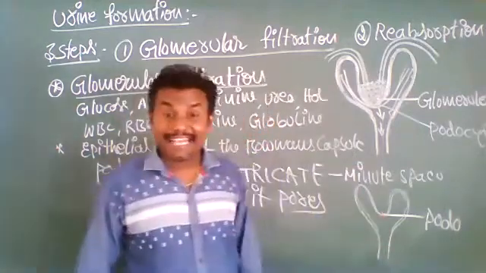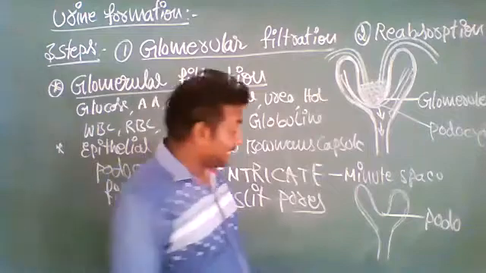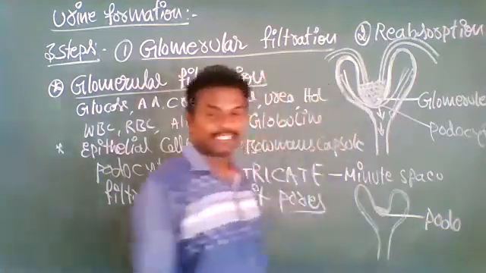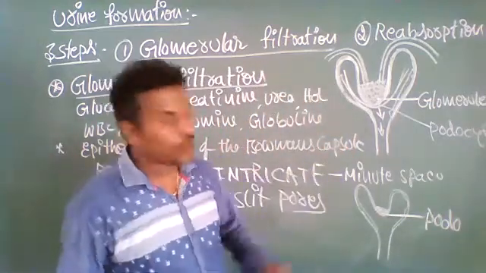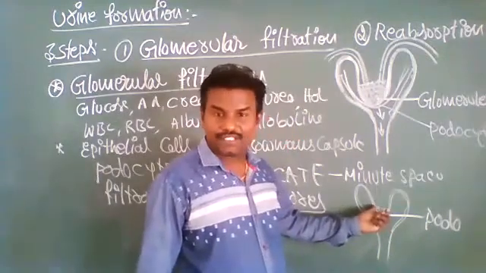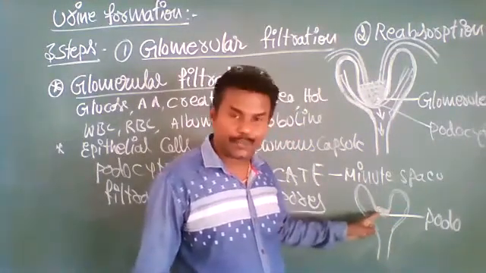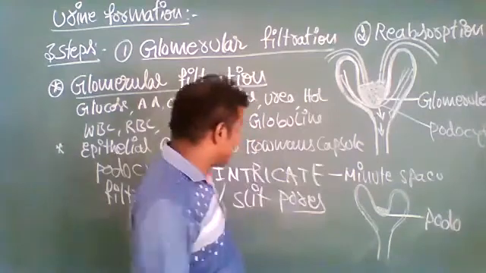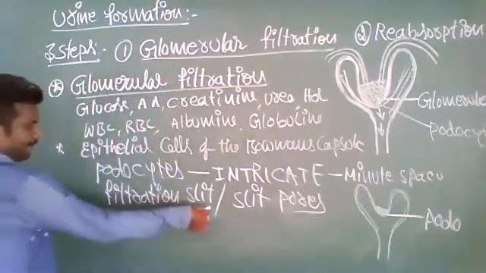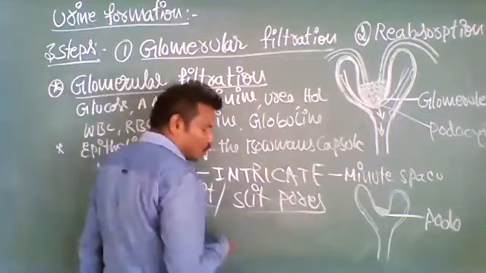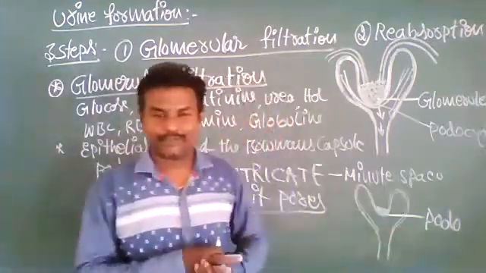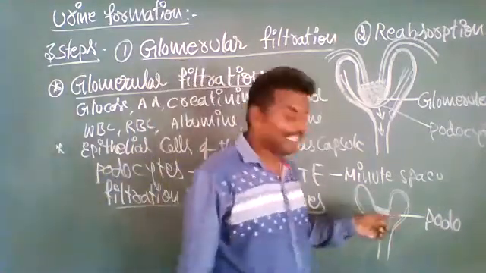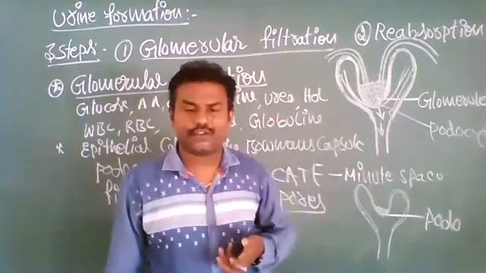These podocytes are arranged in an intricate, mesh-like structure, or deep filter-like structure. This leaves minute spaces behind the glomerular region. Those minute spaces are called filtration slits or slit pores. Through these slit pores, the blood is filtered so finely.